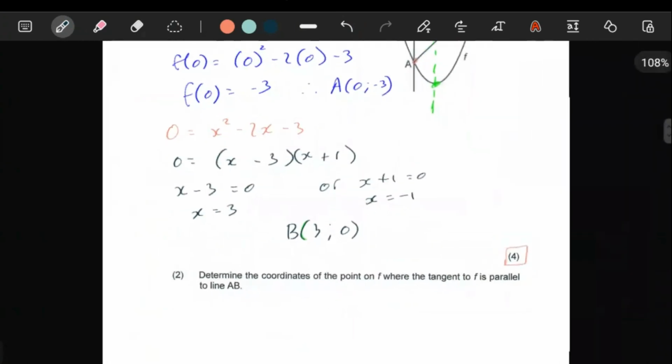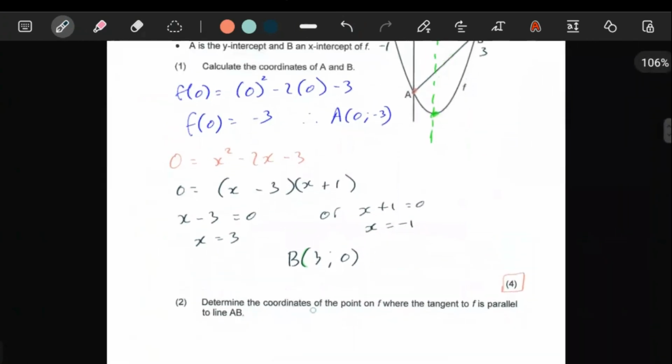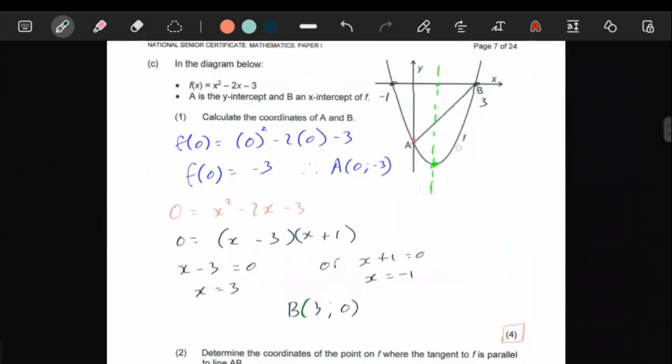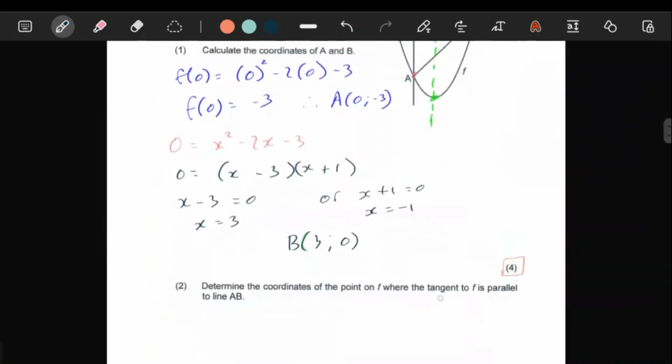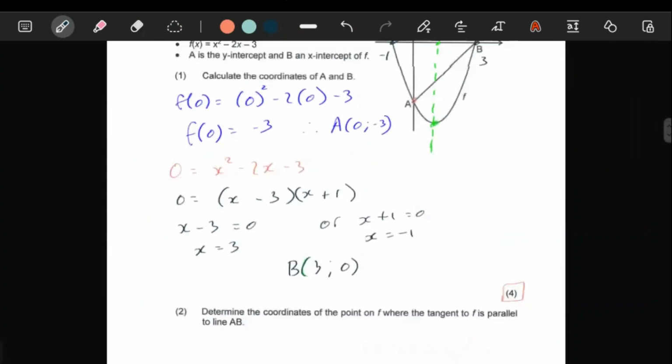So determine the coordinates of the point on f where the tangent to f is parallel to line AB. Let's start again. Determine the coordinates of the point on f where the tangent to f is parallel to AB.